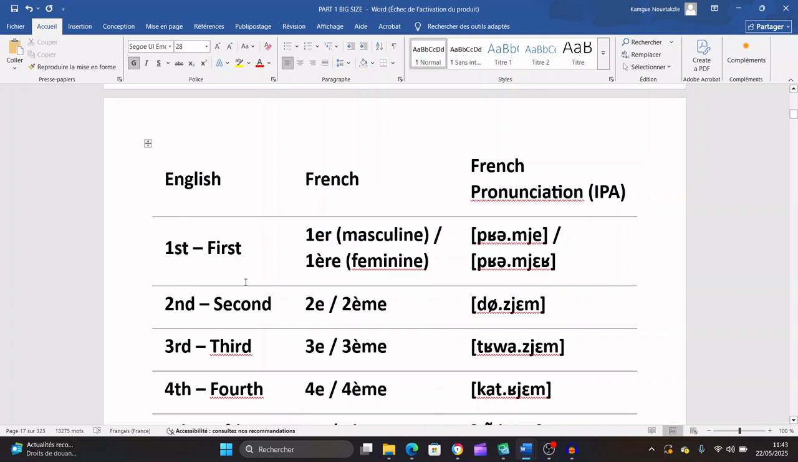In French, it will depend on the gender. When it's masculine, you say premier. First. Now, if it is feminine, what do you say? First becomes première. When it's feminine, it is première.